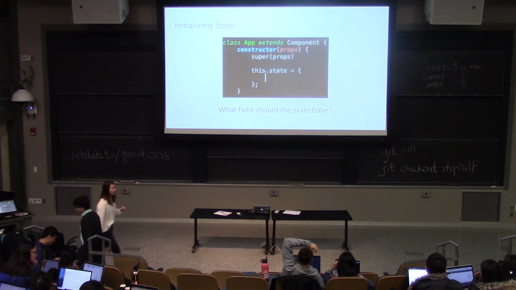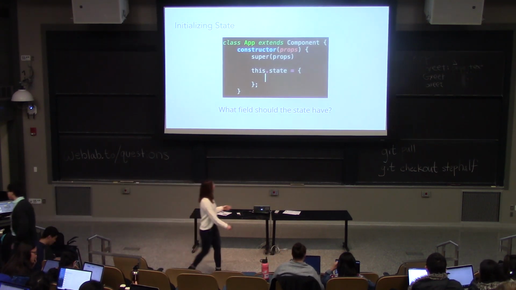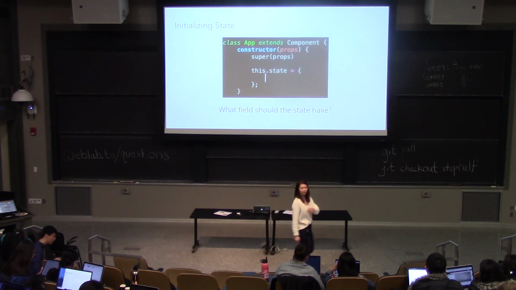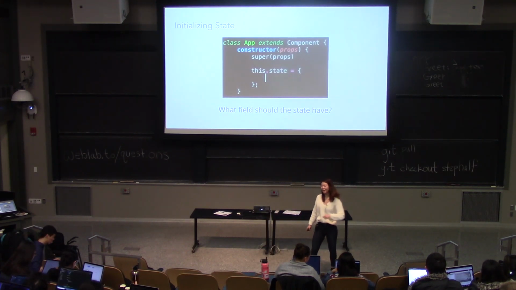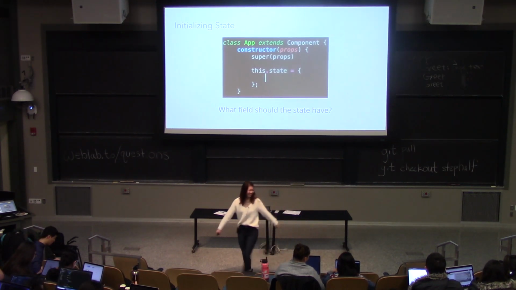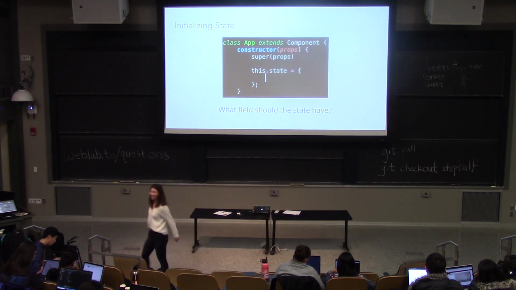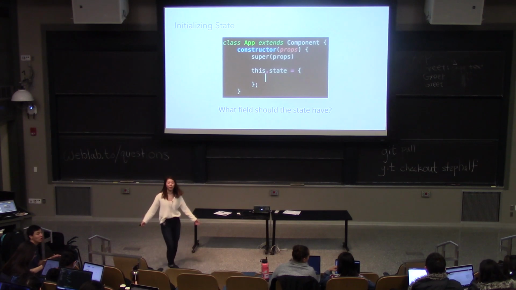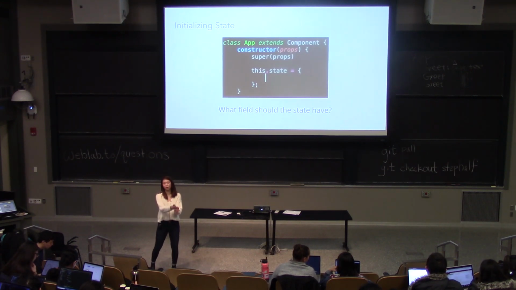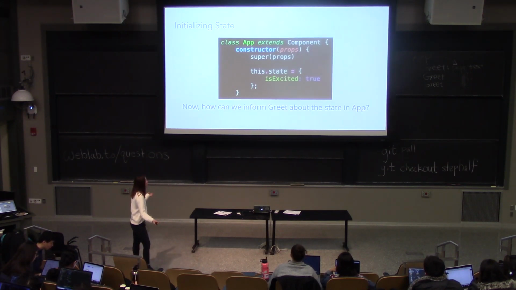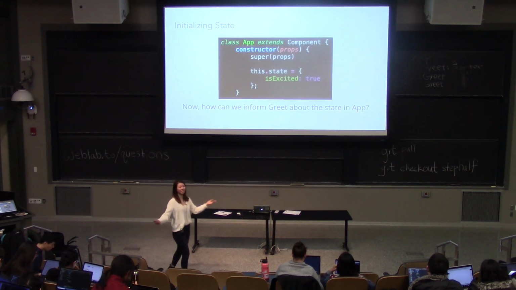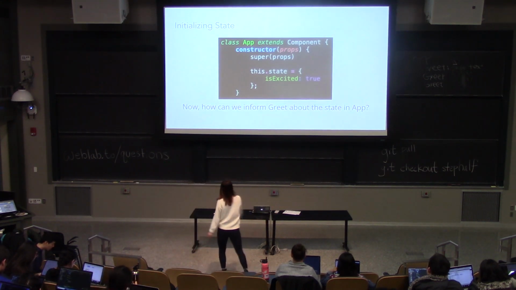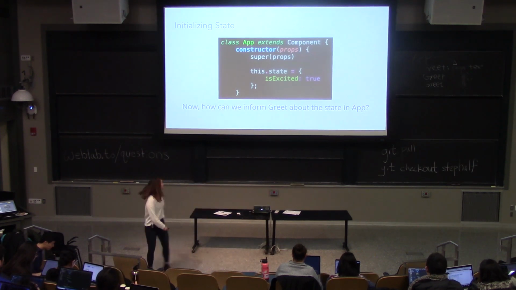Okay. So anyone have any ideas what field the state should have? Anyone? Yeah, exactly. We want a boolean value to tell it if we have exclamation marks or if we shouldn't. So I just initialized something called isExcited, and I initialized it to true. So if you can all add that to your code.